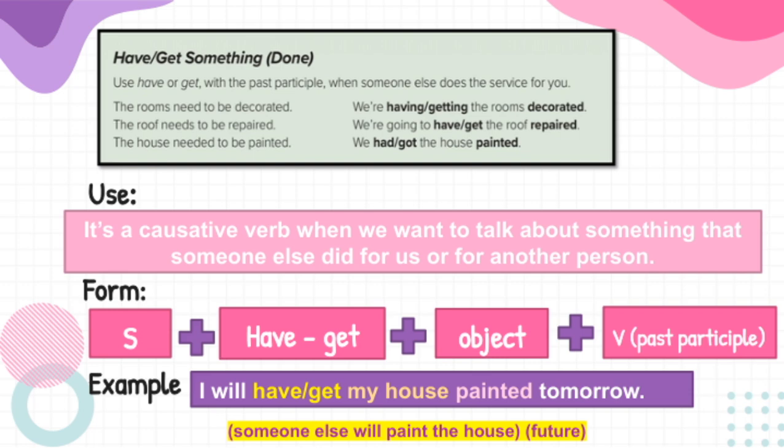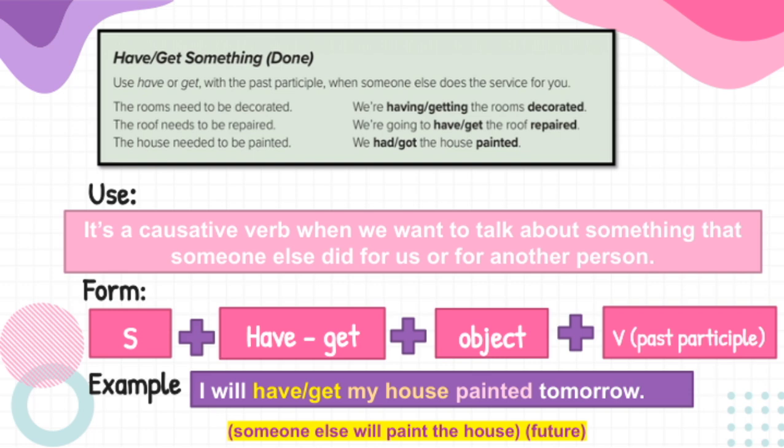The idea is that I'm not doing the painting myself. Instead, I'm arranging for someone else to do it. The structure is quite straightforward. Use have or get, followed by the object, in this case my house, and then the verb in the past participle, which is painted. This is called a causative verb, and it's very useful because it allows us to talk about actions performed by others on our behalf.